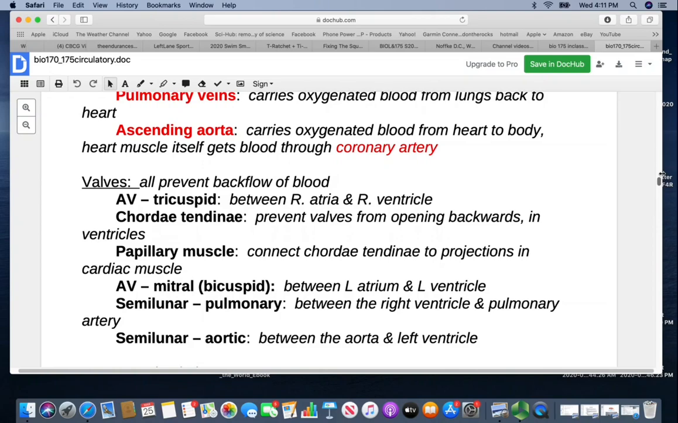So if you're curious, you can usually get hearts from the butcher shop to cut open and look at. They are going to be from an animal, but they'll look very similar to a human heart. And if it's in the fall, Thanksgiving time, a lot of times your turkey's going to come with one. It'd be small, but you can still get an idea what the tissue's like.